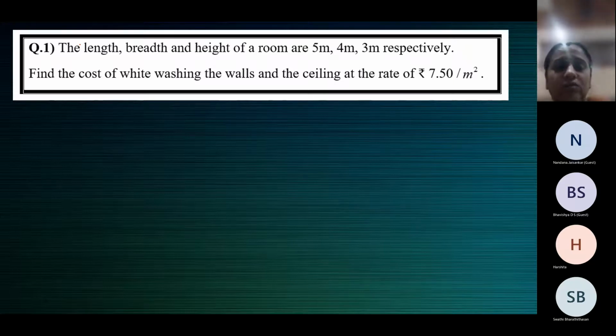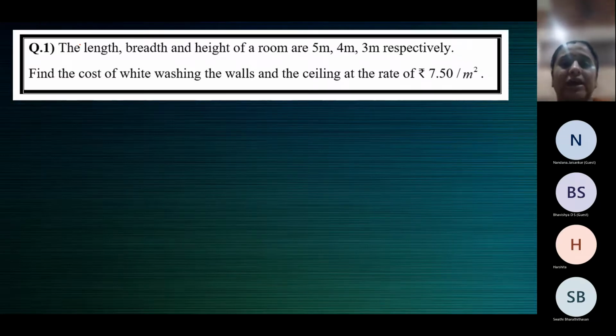So to find the cost of whitewashing the walls and the ceiling, you need to first find the area to be whitewashed. You'll have to find the area of the 4 walls, and the area of the ceiling. Add both, find the total area to be whitewashed. Then to whitewash 1 meter square, it will cost you 7 rupees 50 paise.